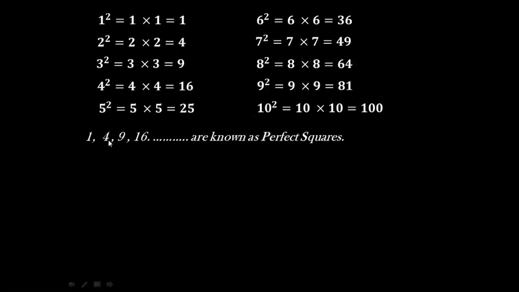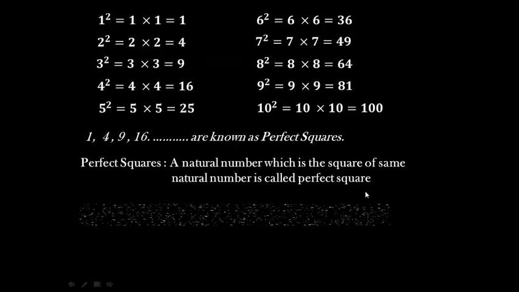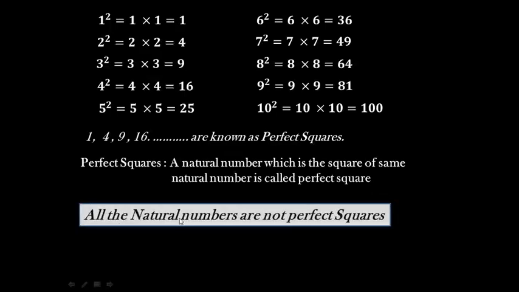These 1, 4, 9, 16 and so on are known as perfect squares. So let's define a perfect square. A natural number which is the square of some natural number is called a perfect square. But keep in mind that not all natural numbers are perfect squares. For example, 3, 5, 7, 10, 11 and so on are not perfect squares.